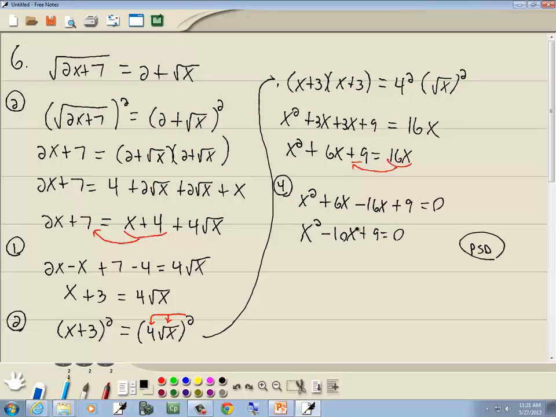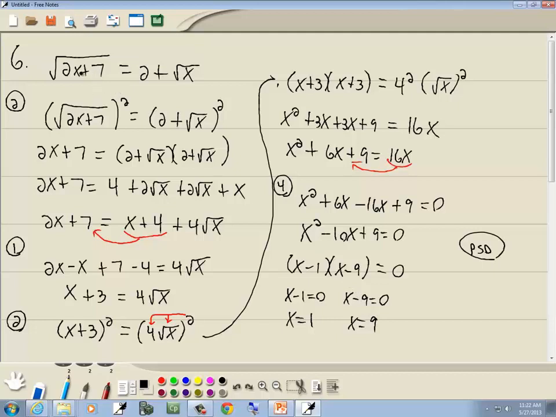Now the left side will factor using the PST, and it factors as x minus 1 times x minus 9 equals 0. Zero factor property. If you get 0 on one side, you factor the other side, set each factor equal to 0. So I'm going to set x minus 1 equal to 0, and I'll set x minus 9 equal to 0. And solve that, and that gives us x equals 1 and x equals 9, maybe.